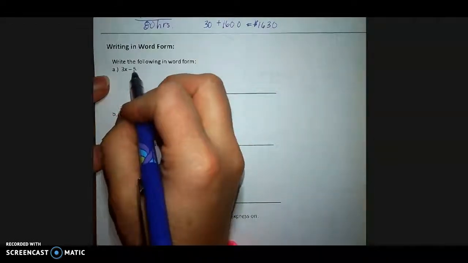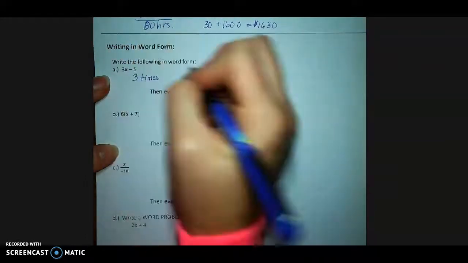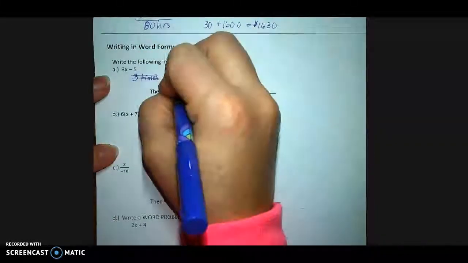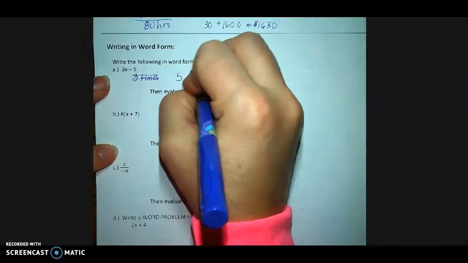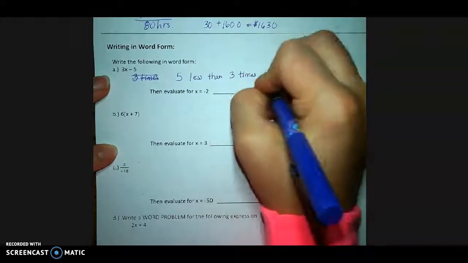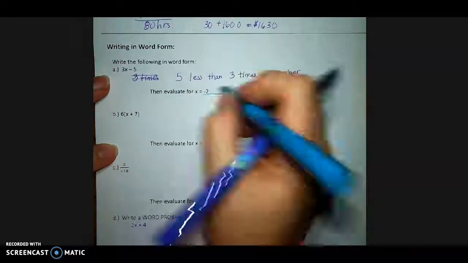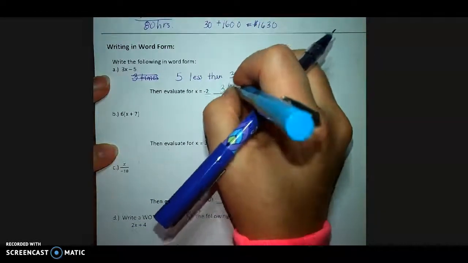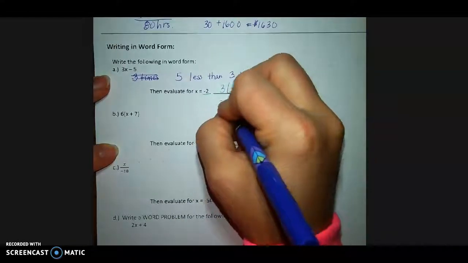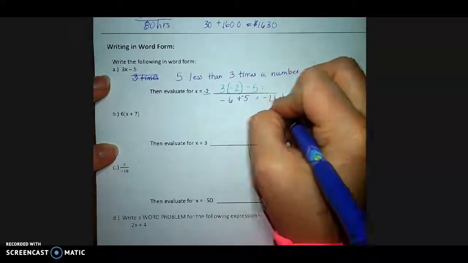Our examples down here, they want us to write these out in words. So 3x minus 5, I would say 3 times... and you're like, oh, wait a minute, but the minus 5 is at the end. So we don't want to start out with that. We want to say 5 less than 3 times a number. When I substitute in, I'm going to be substituting in a negative 2. So 3 times negative 2 minus 5 equals negative 6 minus 5, which you can think of as adding a negative 5, and we get negative 11.